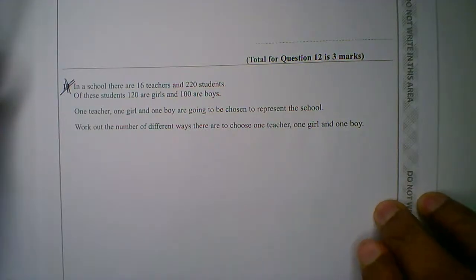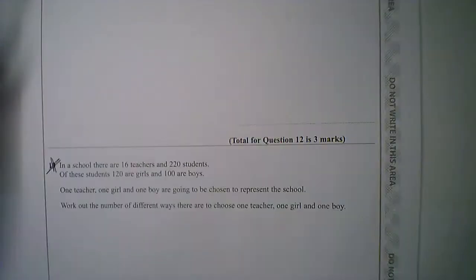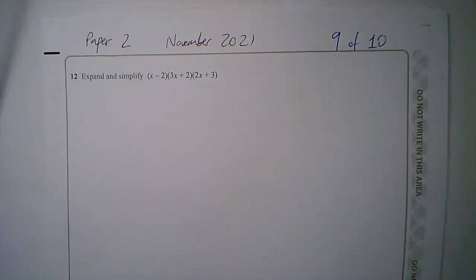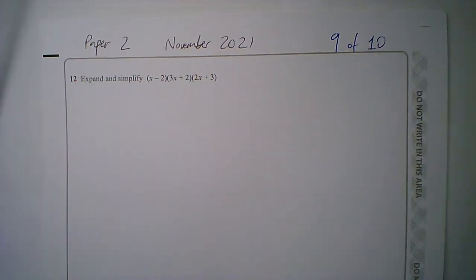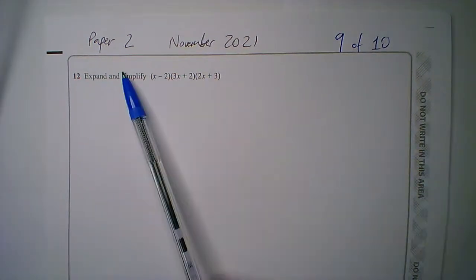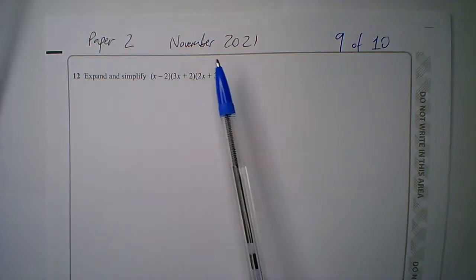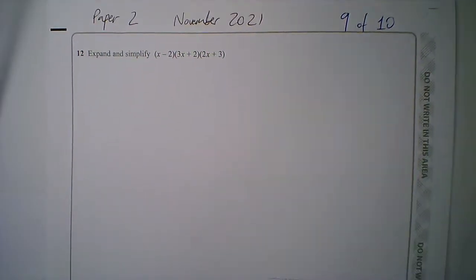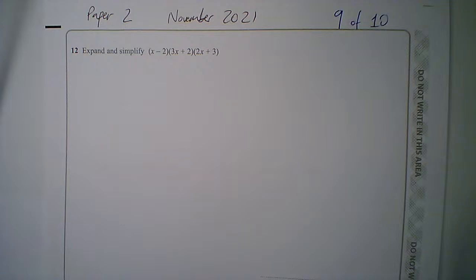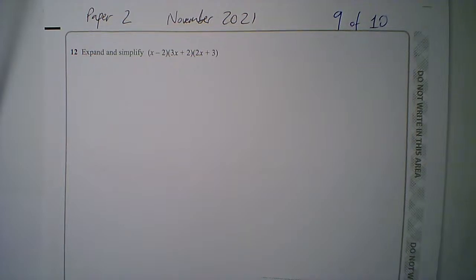Okay, this is our penultimate question. So this is question 9 out of 10, and this one is from paper 2. So we're allowed to use a calculator, November 2021. Press pause and have a go. When you're ready, press play, or you can just follow me as I go through this question.